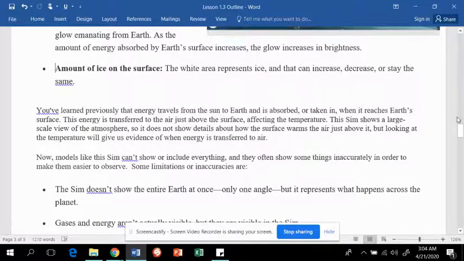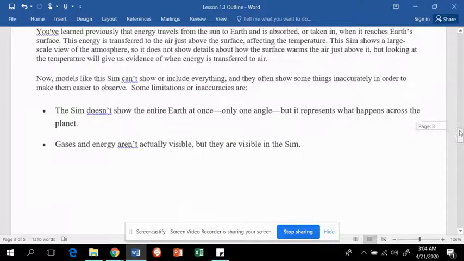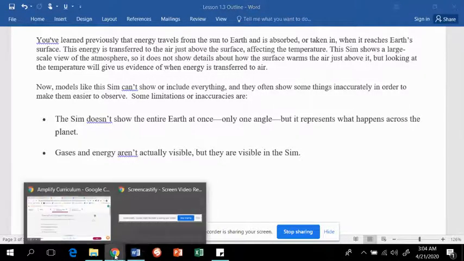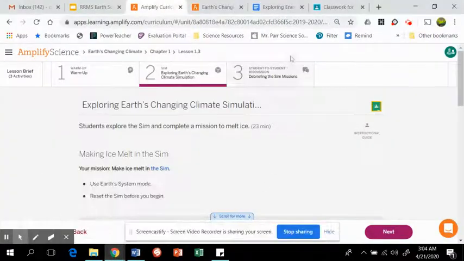Now, models like the sim can't show or include everything, and they often show some things inaccurately in order to make them easier. Some limitations or inaccuracies in this simulation are that the sim doesn't show the entire Earth all at once, only one angle, but it does represent what happens across the planet. Gases and energy aren't actually visible, but they are visible in the sim. The atmosphere is not to scale.